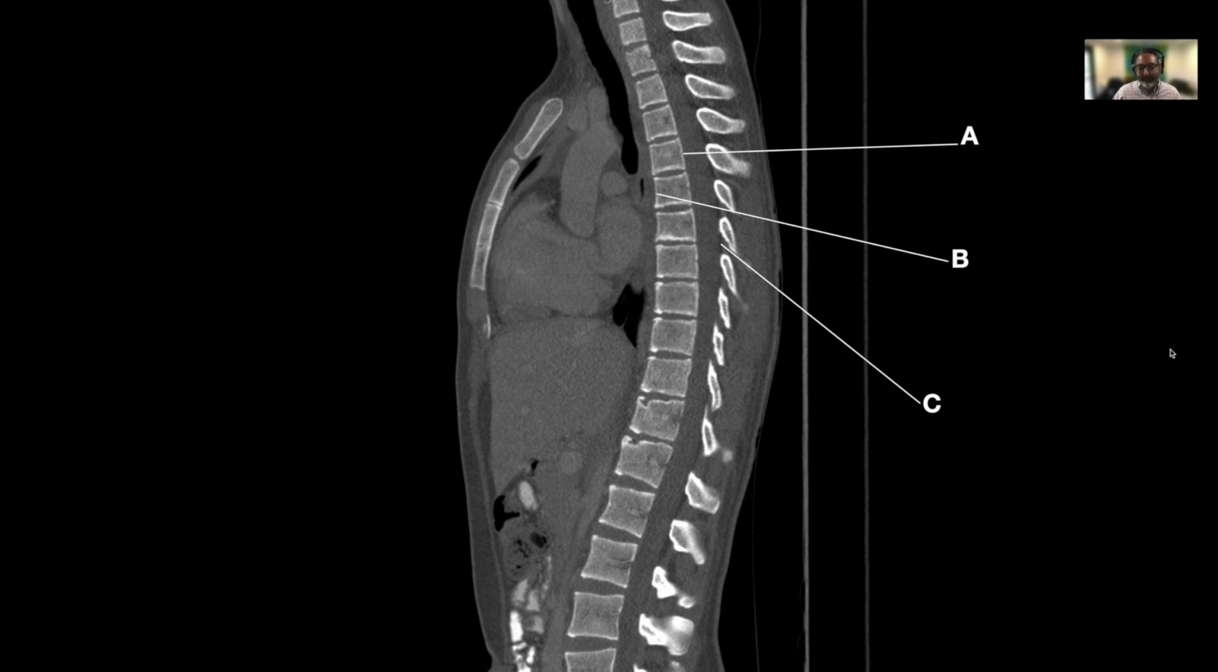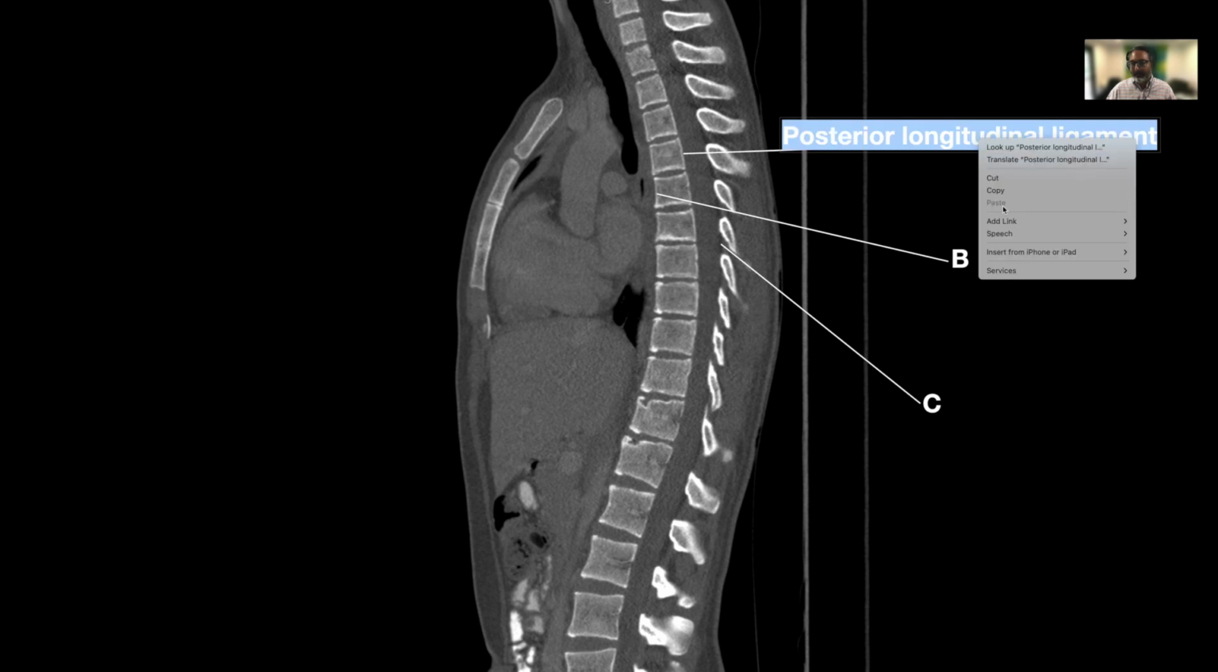Okay, so these are the ligaments. That one needs to be here, the other needs to be here, and the third needs to be here. Correct. And yep, B would be the anterior.